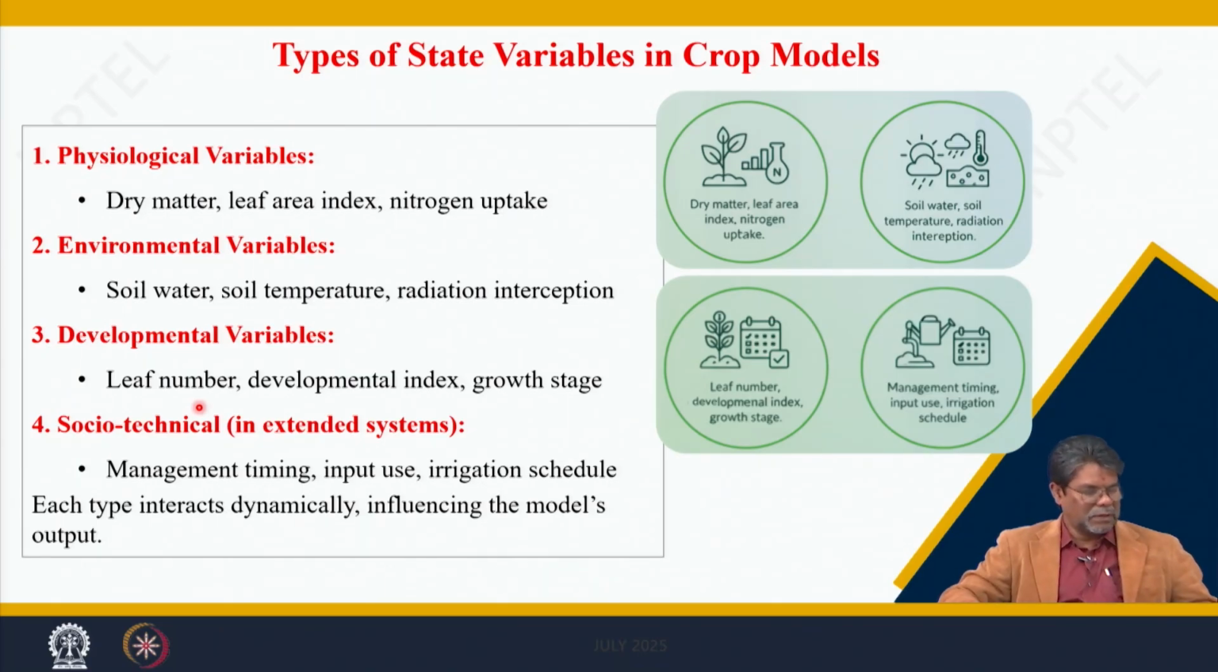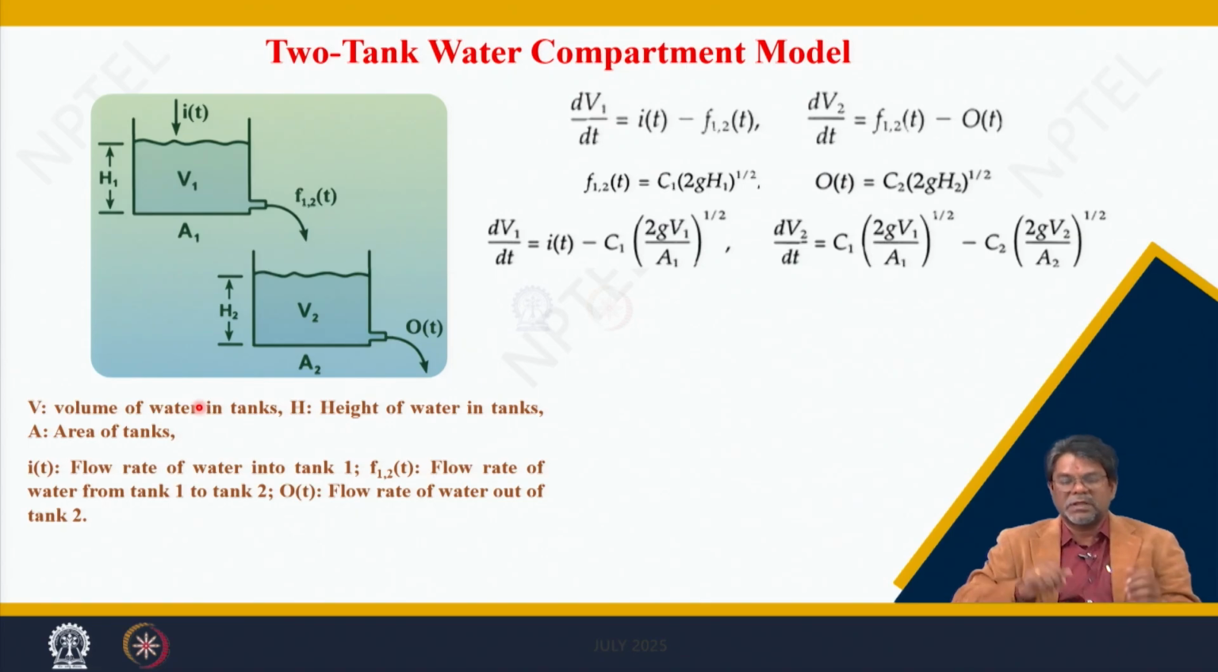We will discuss one example of state variables, the water tank example, and how the model is represented using Forrester notation and compartment model symbols. You see two tanks here, tank 1 and tank 2. Tank 1 has the volume of water V1 and tank 2 has the volume of water V2. These are the dimensions of the tank: A1 is the area of tank 1, H1 is the height of the water in tank 1, and V1 is the volume of water in tank 1.